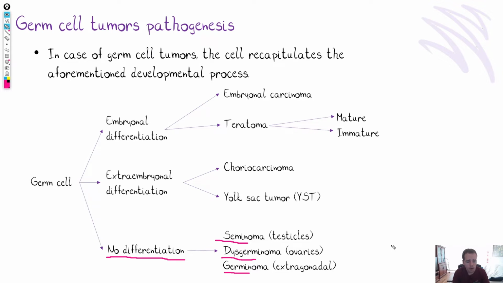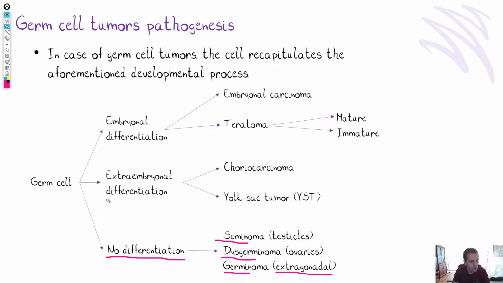And if we find this tumor in extragonadal localizations, we call it germinoma, just generally germinoma. But a lot of people call it seminoma as well, so you can come across names such as primary seminoma of CNS or primary seminoma of mediastinum. Okay, so this was the first line, so no differentiation.